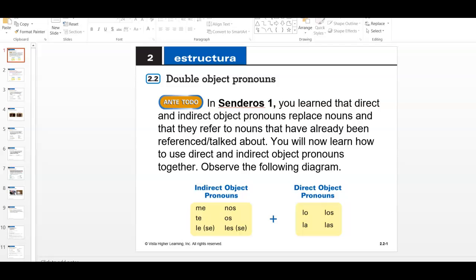Good morning, guys. Today we're going to talk about double object pronouns. Okay, this gets a little tricky, so I need you guys to make sure you pay attention and review this video as many times as you need, or ask me questions about the lesson. Okay, so let's get to it.